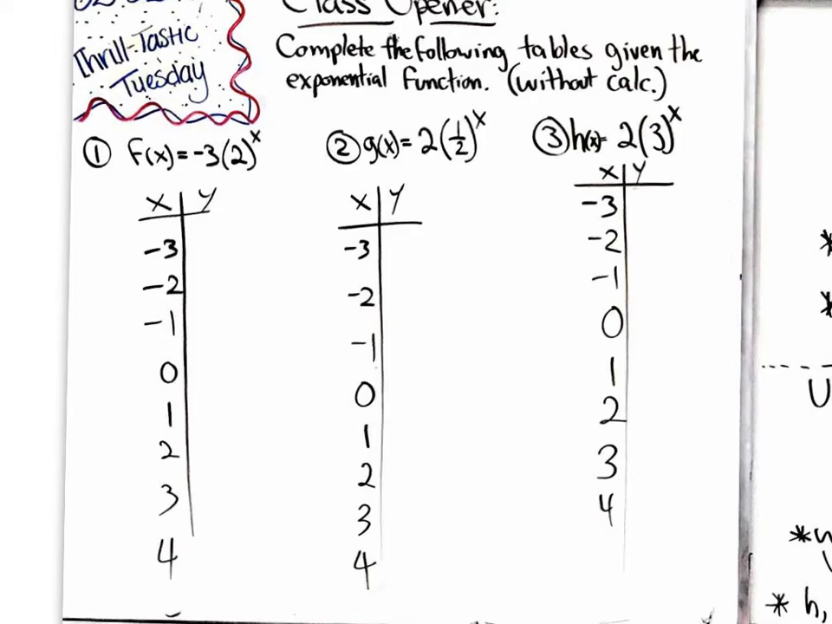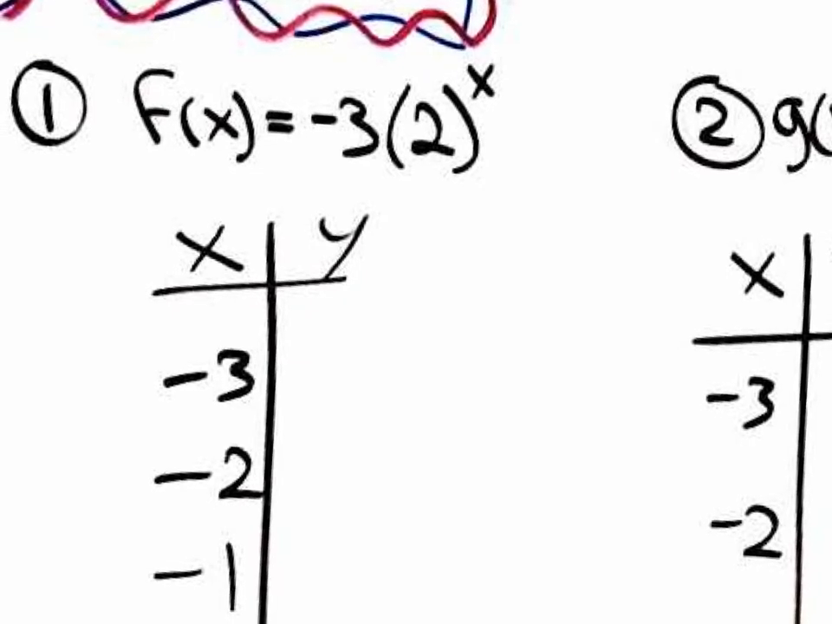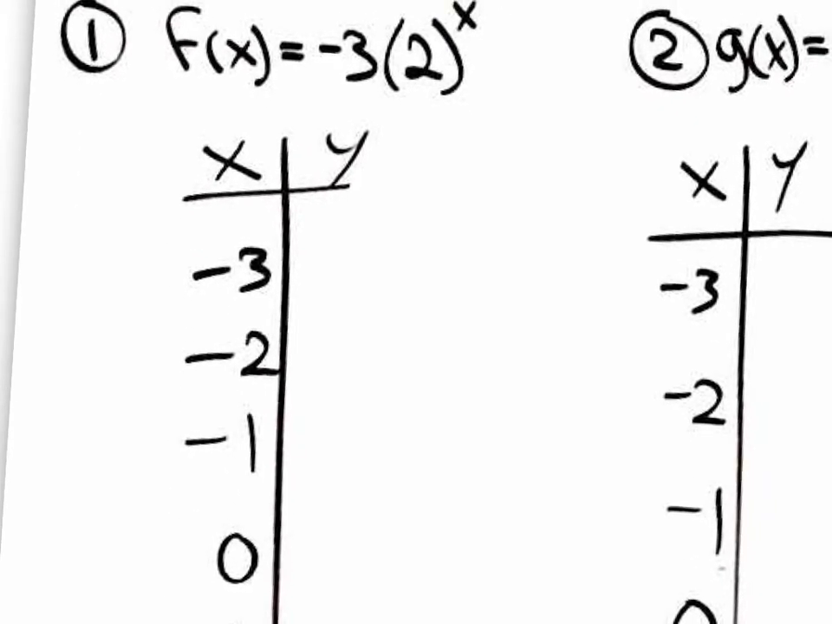So here's the class opener, and if we focus in on this function right here, it's really easy to plug in 0. When I plug in 0 into the x spot, I'll have 2 to the 0. What's 2 to the 0? It's 1, and 1 times negative 3 is negative 3. So when we plug in the input 0, we get out a negative 3.